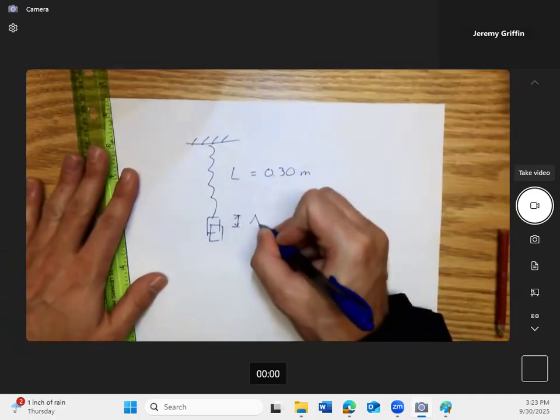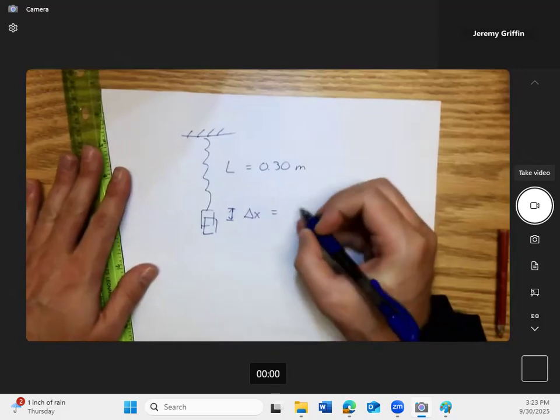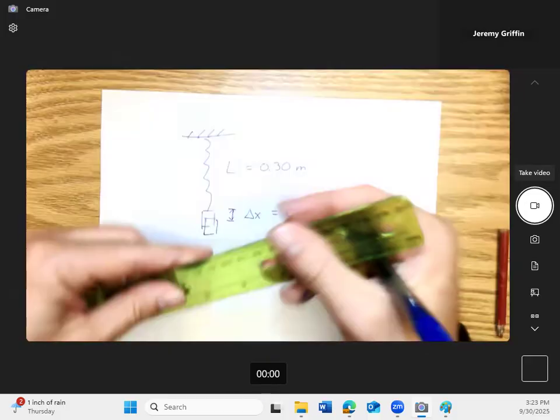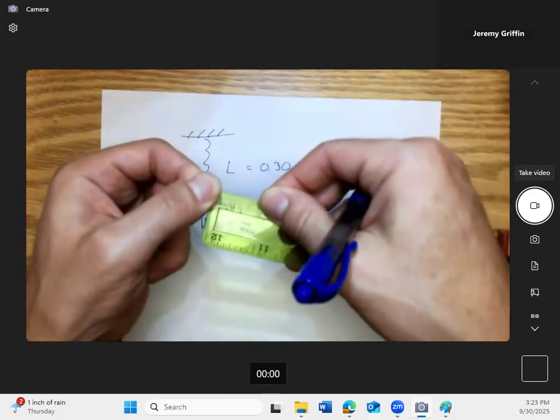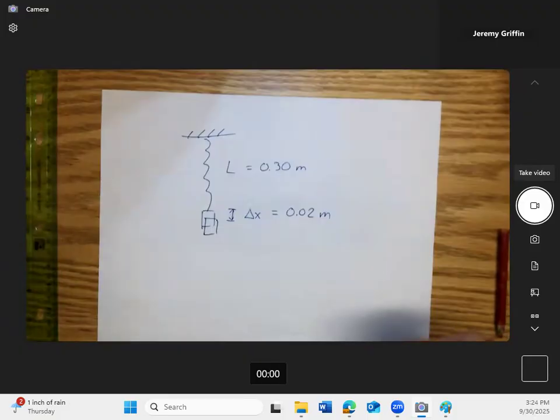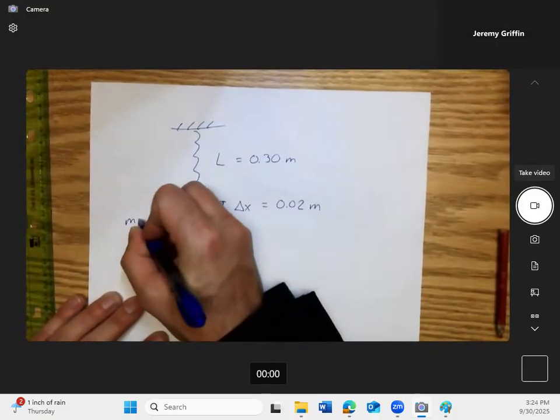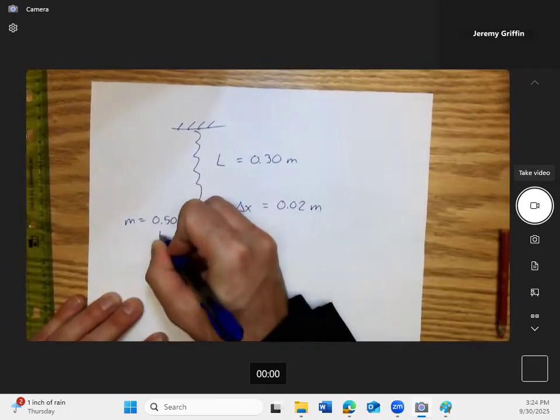Guys, that would make the change equal to what? Yeah, 0.02 meters. Couldn't that be like 2 centimeters? Okay, so that's a pretty stiff spring. Yeah, that's it. So the mass was 0.50 kilograms.